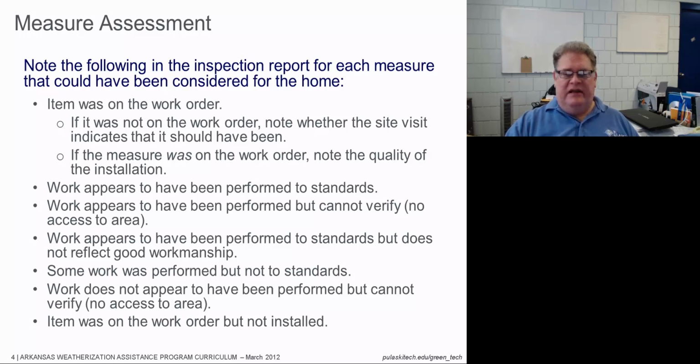Then the other part of that is if you accept it, then all you need to say is the work appears to have been performed to standards. If it is unacceptable, or you can't get to it, rather, then you need to say it appears to have been performed, but you can't access. Okay, you cannot verify. And then explain why you can't get in there. There's no access to the area because of, okay.